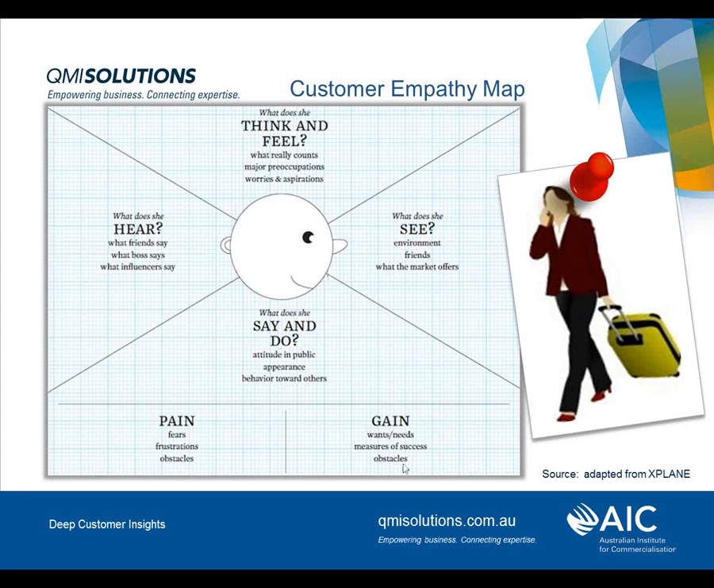Out of that, you can start to understand their pains and gains. What are their deepest fears and frustrations and obstacles? What annoys them in their life? And what are their wants and needs? What are their measures of success? What are they looking for? What do they desire in their lives? If you can get an understanding, be empathetic with your customer, you can better develop a business that will actually satisfy those needs and enable them to buy from you. What is it that they actually value and what would they actually pay for? So having that understanding of a customer is vital, and do that for every customer segment.